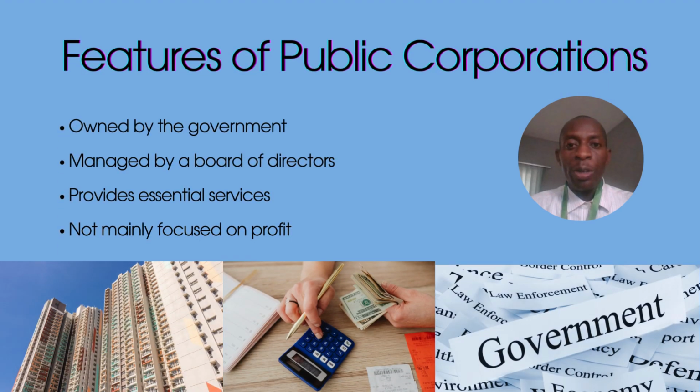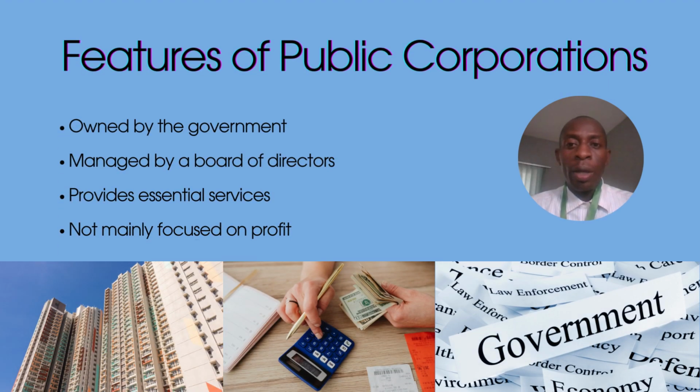Now we look at the features of public corporations. Number one feature is that it is owned by the government. A public corporation is organized and owned by the government. Number two is that it is managed by a board of directors. In every public corporation, there is a managing director that directs the affairs and gives reports of all activities carried out in the corporation.